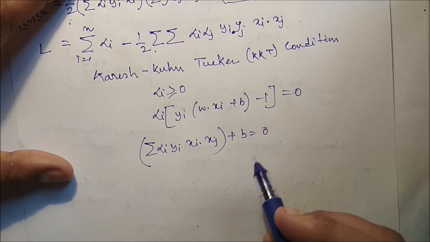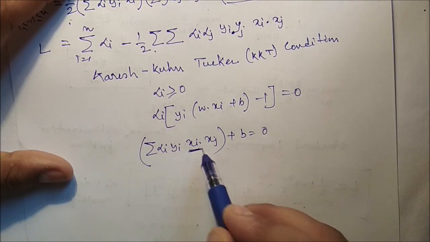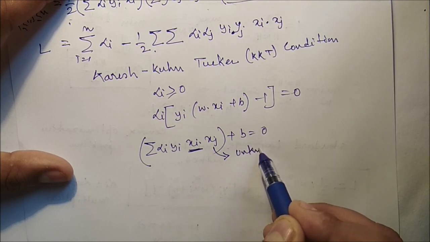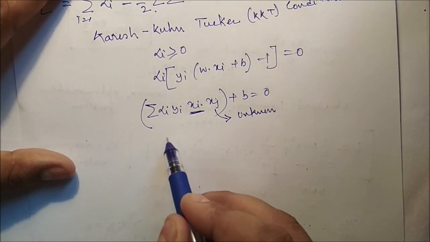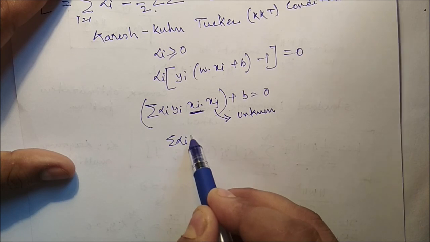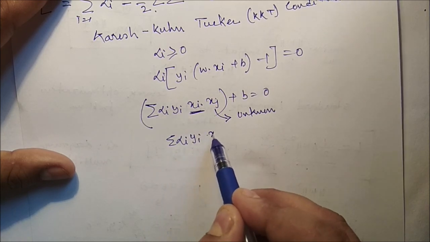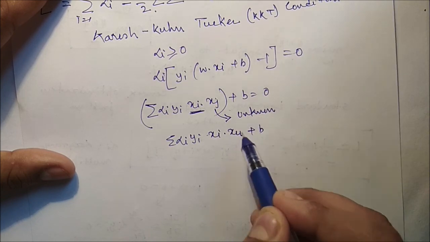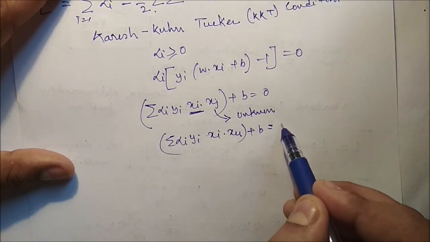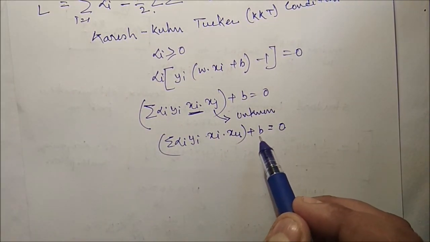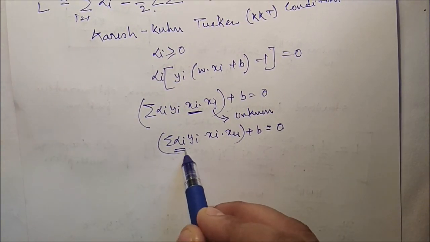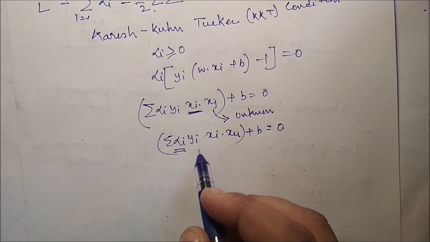So xi is the training data, and xj, if it is unknown data, then we can write it this way: alpha i yi xi into x unknown plus b is equal to 0. And we have to identify the alpha i values, the Lagrange multipliers, numerically.